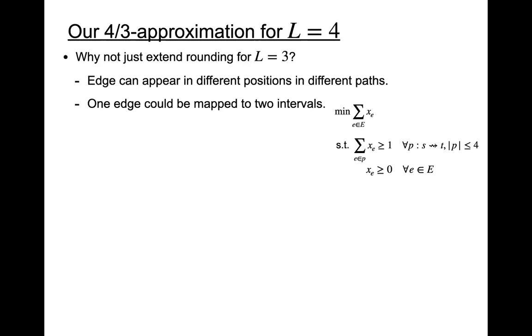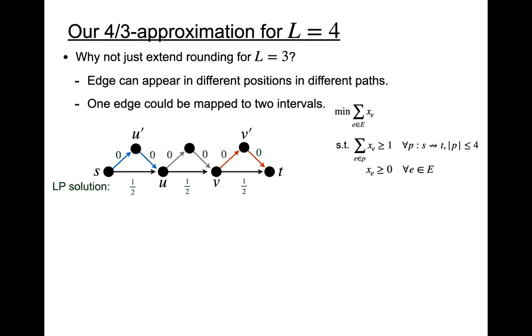As an example, consider this graph, similar to the graph we saw before, and consider this LP solution. If you want, you can pause the video for a minute and check that this is a feasible solution. Note that the optimum here is 2, so this is a graph which gives the optimal integrality gap of 4/3.